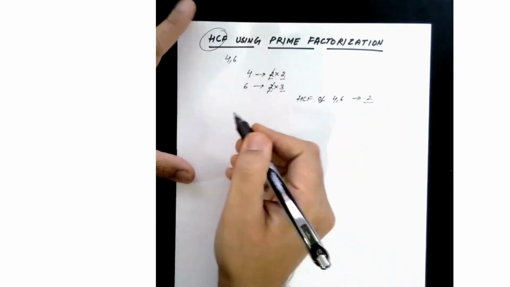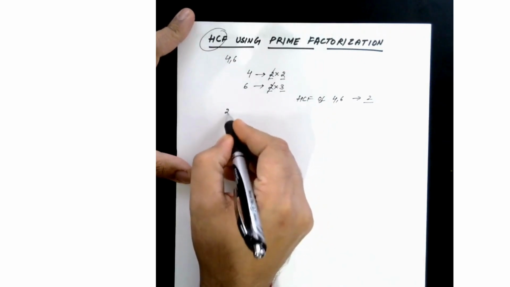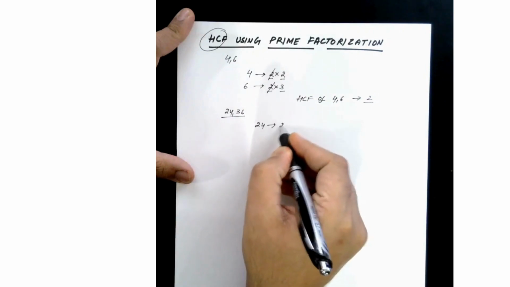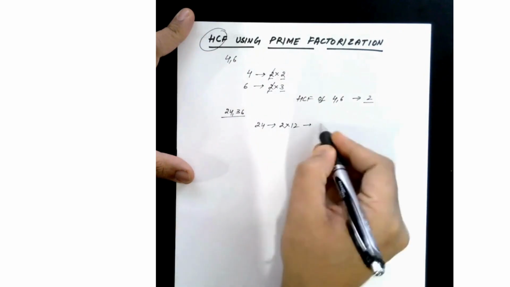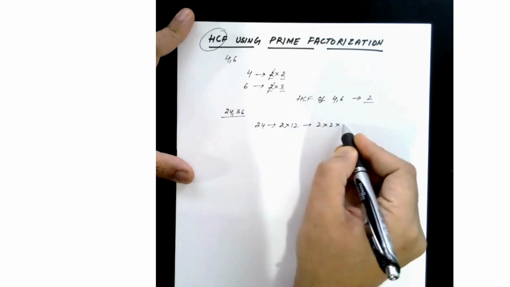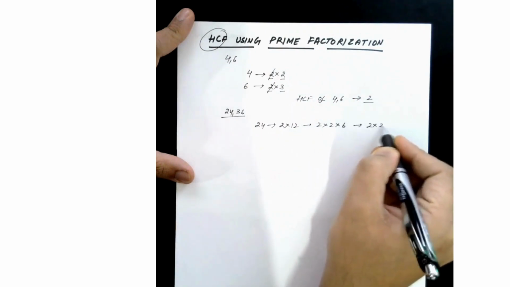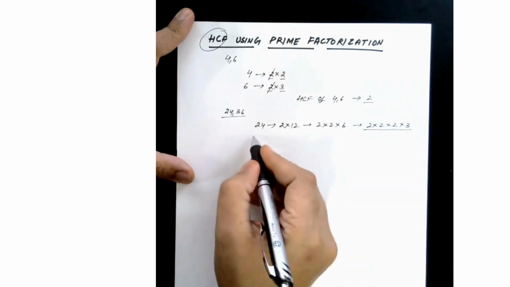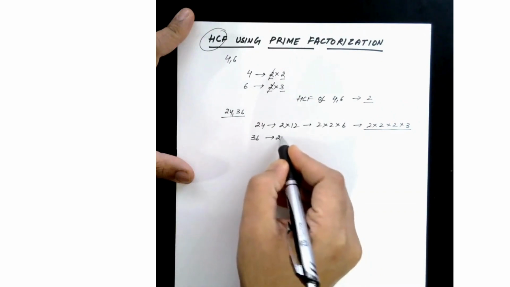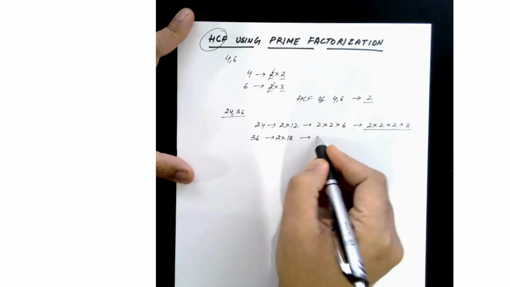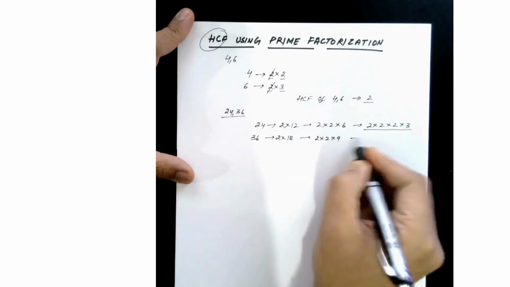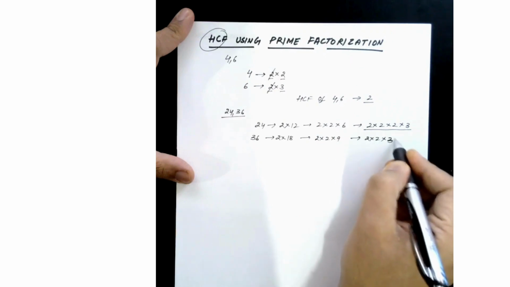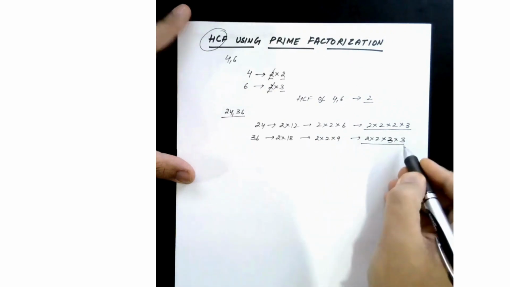Let's take another example of bigger numbers, for example 24 and 36. If we find prime factors of 24, we can say it's 2 into 12, then we can further divide it: 2 into 2 into 6, and further 2 into 2 into 2 into 3. So these are the prime factors of 24. Similarly for 36, we can write it as 2 into 18, which is 2 into 2 into 9, or 2 into 2 into 3 into 3. So these are the prime factors of 36.